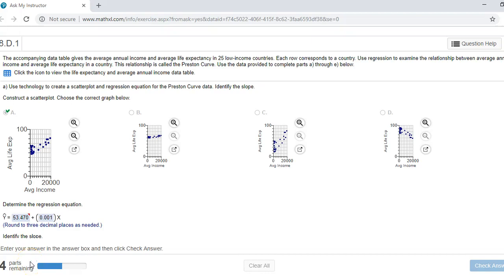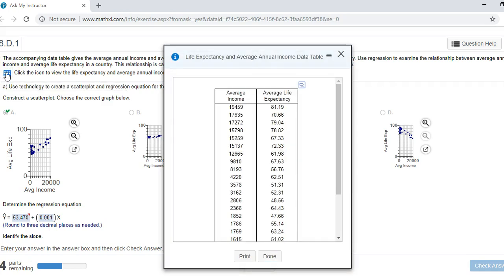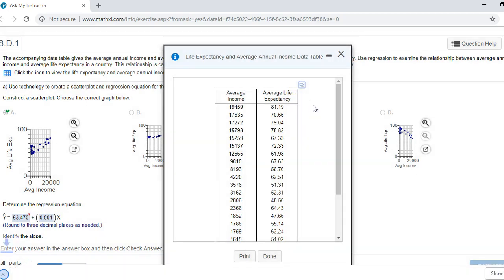So I've had a student ask a question about practice 8D question 1. I'm going to go through what they sent me on Ask My Instructor and walk through some of the steps of how to help on this one. I'm going to click the icon to view, and then when I get to the screen, I'm going to click on Open in Excel.